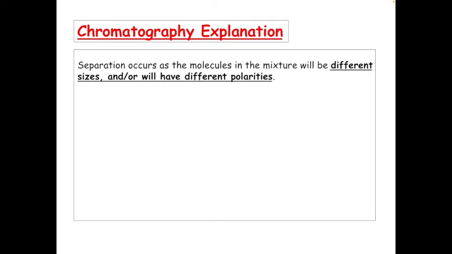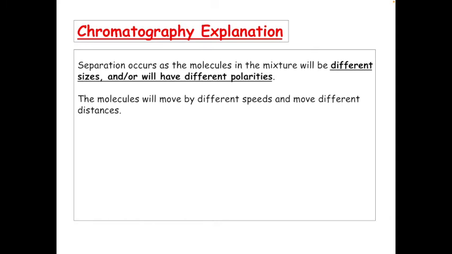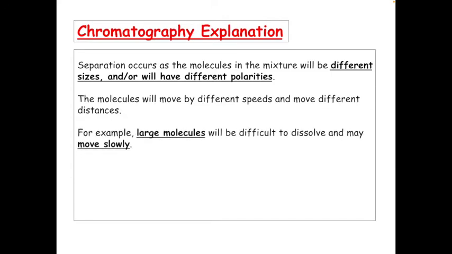So the explanation for chromatography is that separation occurs as the molecules in the mixture will be different sizes or have different polarities. The molecules will move at different speeds because of these, and they will move different distances, and we're going to be able to explain that by these next two sentences. For example, large molecules will be difficult to dissolve and may move slowly. If you were talking about the difference between a large and a small molecule, then the large ones are going to be moving more slowly, they won't move very far, whereas the small ones will move a lot quicker and a lot further.